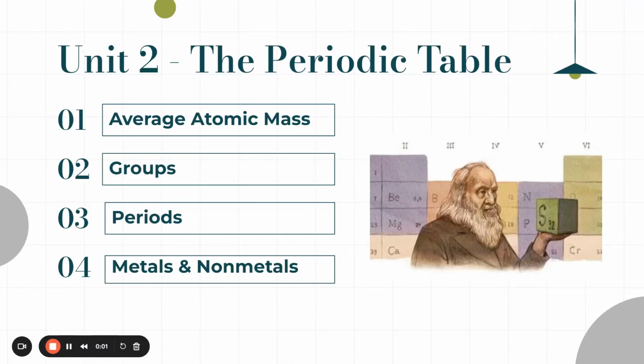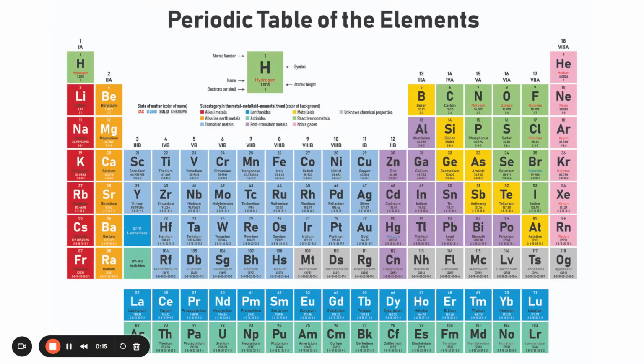Hi, welcome to Unit 2, the periodic table. In this unit, you'll learn about average atomic mass, groups and periods, and the difference between metals and nonmetals. This is the periodic table of elements, and it's a table of all of the known elements in the world.